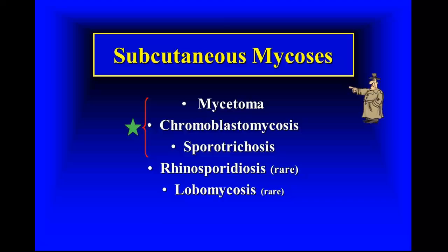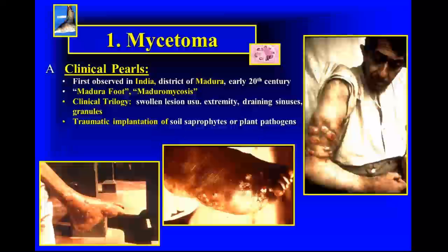Let's go with the other three of the four types of mycoses. I mentioned these are all rare, but the first three are less rare, the ones I'll cover today. Mycetoma. Mycetoma was first observed in India years ago in a district called Madura. So it became known as Madura foot or maduromycosis. It consists of a clinical trilogy of a swelling extremity, usually a foot, but it could be an arm, like in this guy from Ecuador who was hauling hay constantly and getting poked.